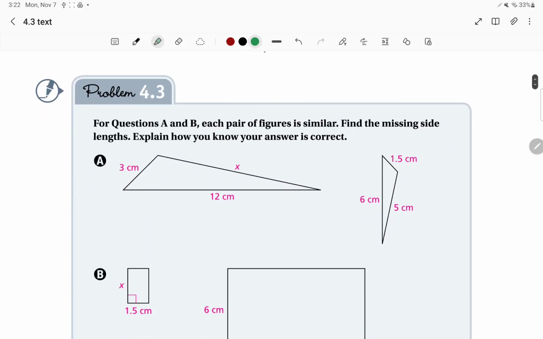For questions A and B, each pair of figures is similar. We have to know that. Because they're similar, we know that we can set up these ratios. And then we find the missing side lengths. Then explain how you know your answer is correct.